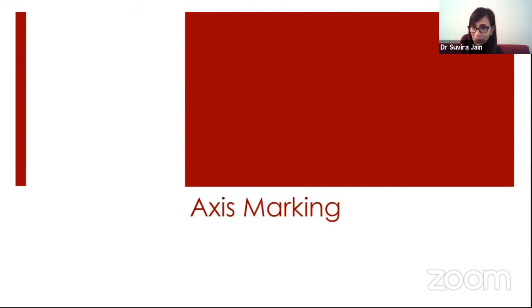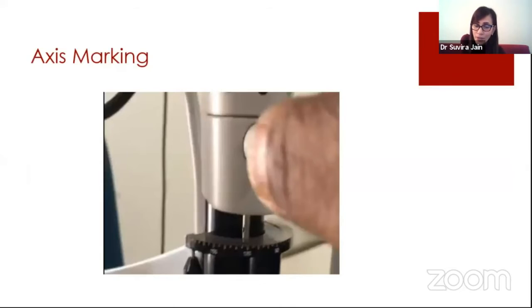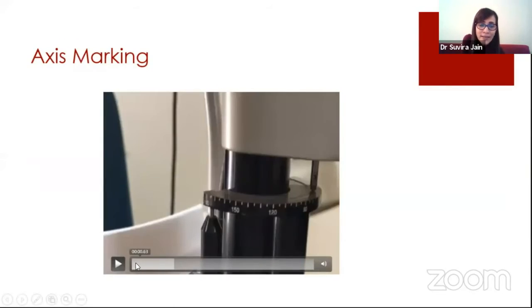Now, if you want a perfect alignment, we have to have a foolproof technique of axis marking. So this is a good way to mark the axis. I like to do the slit lamp technique of marking the axis, in which this is a Haag-Streit model of a slit lamp.